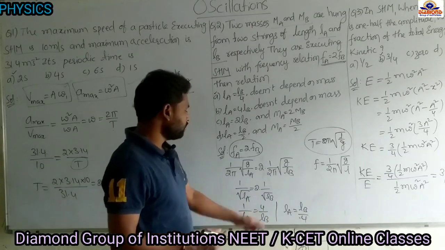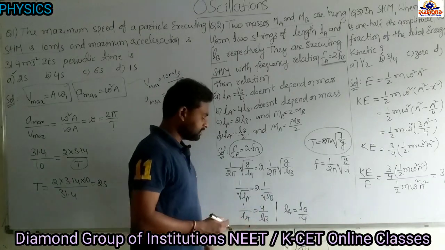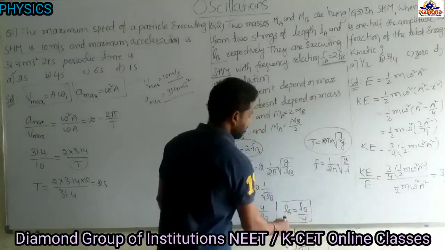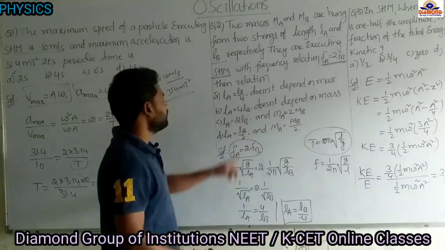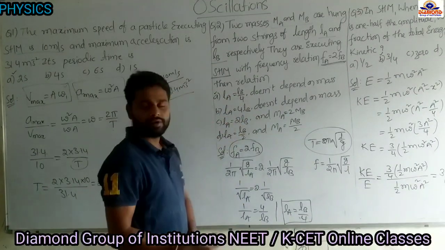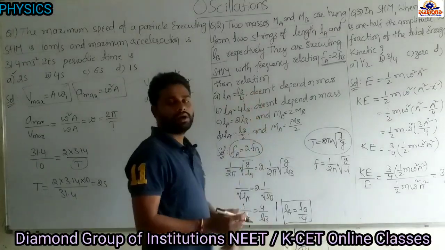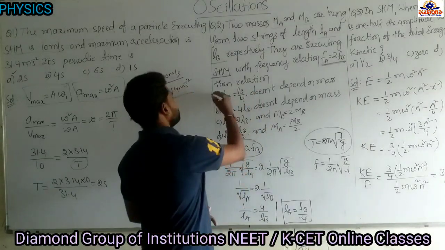So now from this we have to find the relationship between LA and LB. Now LA equals LB by 4. We have only one option, and as I already said, it does not depend on the mass, so option A is the right answer.